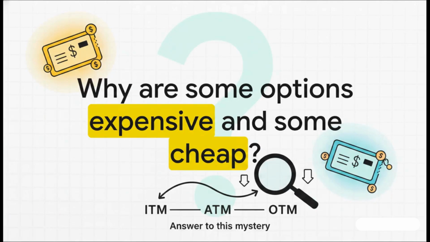Have you ever stared at an option chain and thought, why on earth are some of these so incredibly expensive, while others, literally right next to them, cost practically pennies? It's kind of baffling at first, right? Well, the answer isn't magic, and it's definitely not random. It really all boils down to those 3 little acronyms: ITM, ATM, and OTM. Once you crack these, the whole pricing puzzle is going to make total sense.